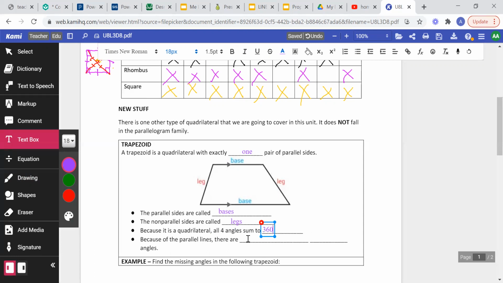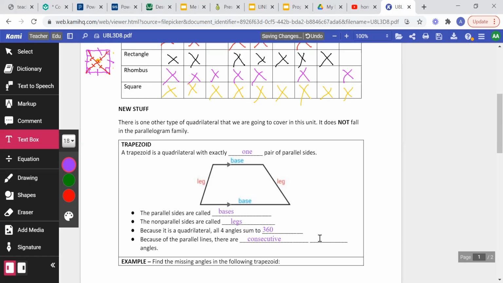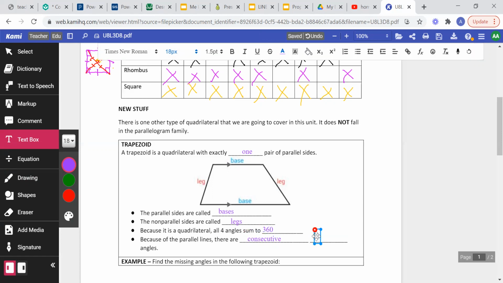Because of the parallel lines, the consecutive interior angles are supplementary as well. Because of the parallel lines, they are consecutive interior angles, which means they are supplementary. Supplementary add up to 180, I'm sorry.